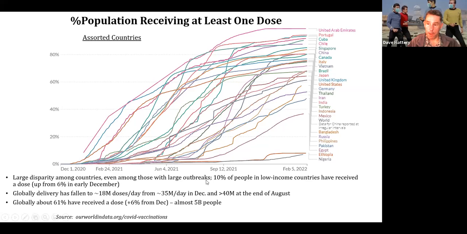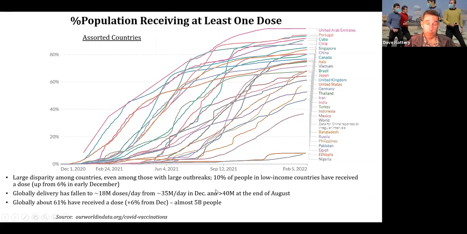And about 10% of the people in low-income countries have received a dose. And that's not up that dramatically. It was 6% in December, and now it's 10%. So it's better, but it's not dramatically better. Global vaccine delivery has fallen to about 18 million doses a day from December, when it was about 35 million doses a day. So it's gone in half in the last month and a half or so. And in August, it was over 40 million a day.